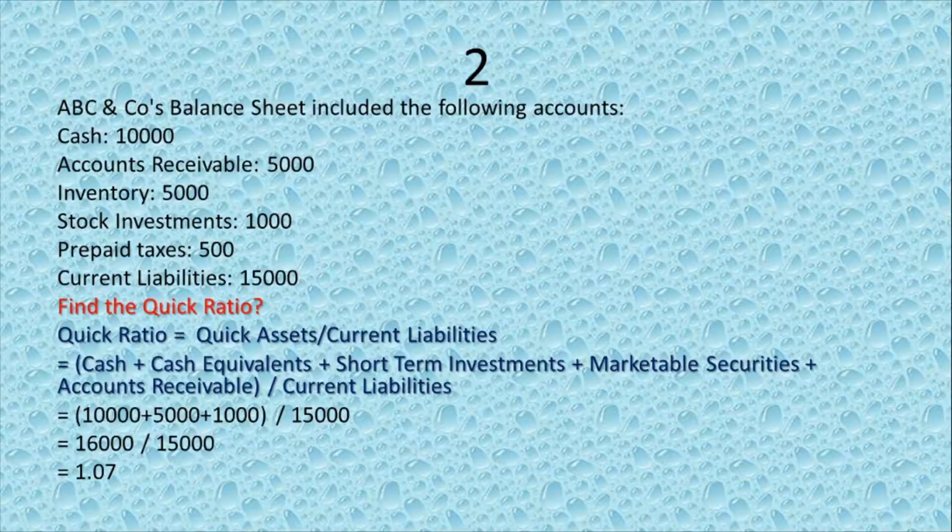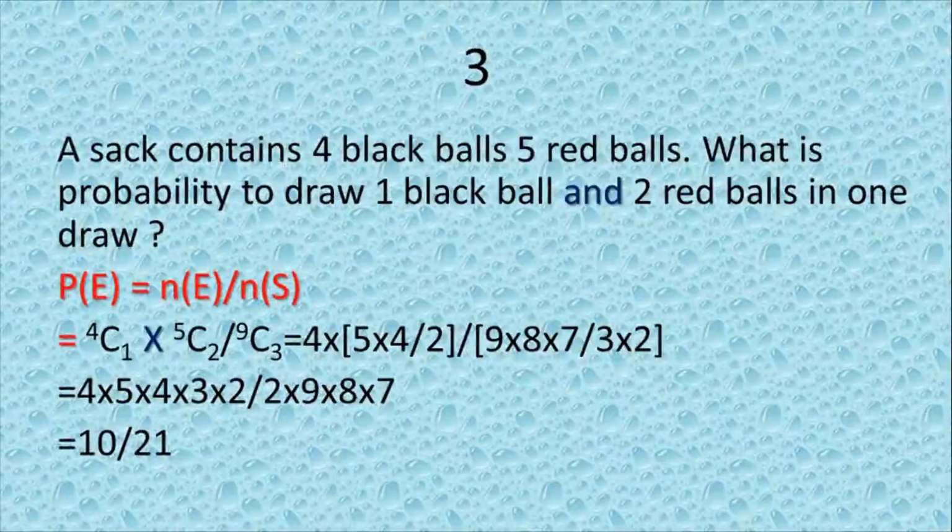Okay, so 10,000 plus 5,000 plus 1,000 divided by 15,000 current liabilities. This gives 16,000 divided by 15,000, which is equivalent to 1.07, the quick ratio. Next question. A sack contains 4 black balls and 5 red balls. What is the probability to draw 1 black ball and 2 red balls in one draw?